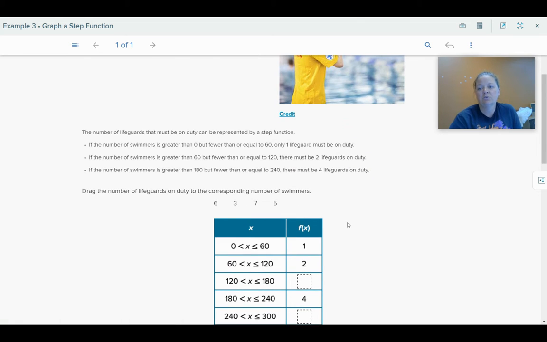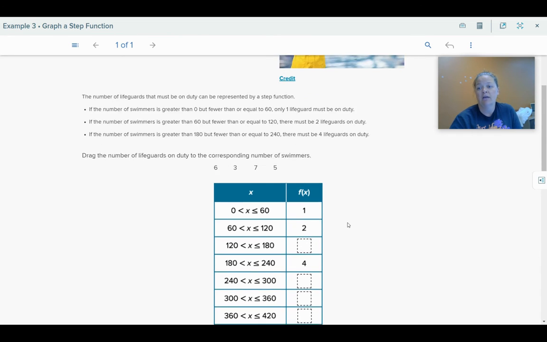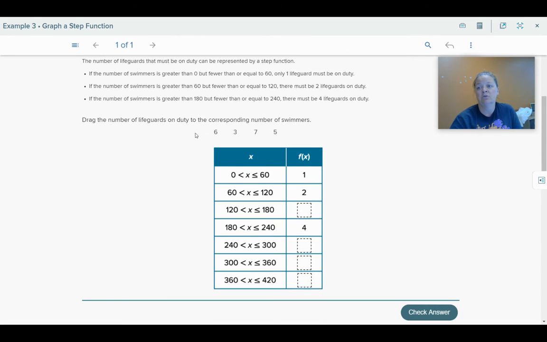If the number of swimmers is greater than 0 but fewer than or equal to 60, only one lifeguard must be on duty. If the number of swimmers is greater than 60 but fewer than or equal to 120, there must be 2 lifeguards on duty. If the number of swimmers is greater than 180 but fewer than or equal to 240, then there must be 4 lifeguards on duty. Drag the number of lifeguards on duty to the corresponding number of swimmers.